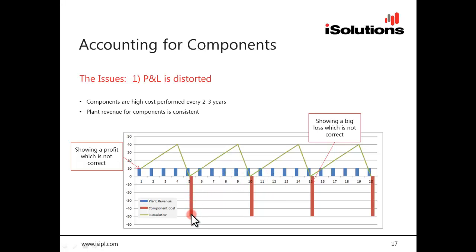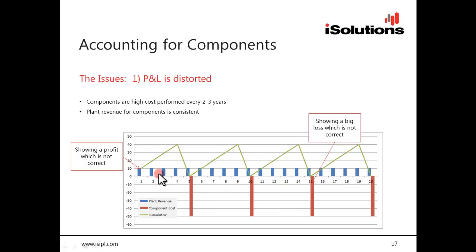The red line, that's your cost each time you do a component. So I've got a component being performed every 5th period in this example. The green line is your accumulated profit and loss, as it were. So you start off earning $10, but you have no cost. And the next month you earn another $10 and no cost, so you go up to a cumulative 20, 30, 40. And then the last period you earn 10, but you incur 50. So you come back to a break even, and then you go through the same cycle again.